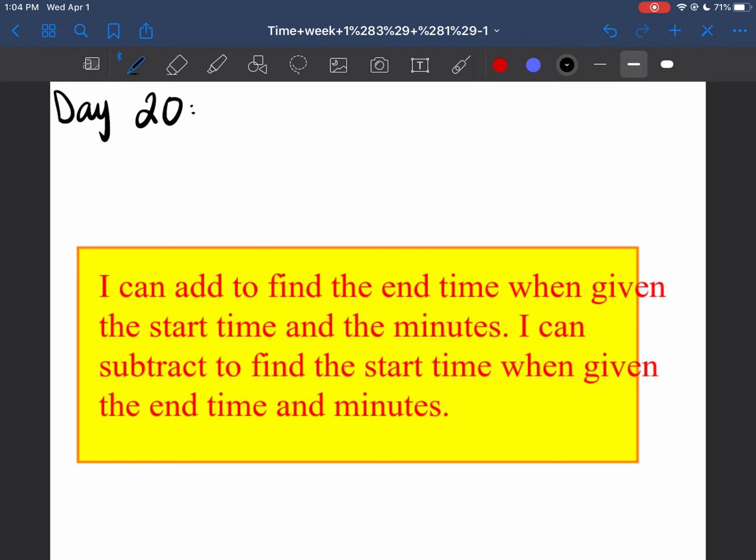Our I can statement: I can add to find the end time. So we're finding end time today when given the start and the minutes. I can subtract to find the start time when given the end time and the minutes.